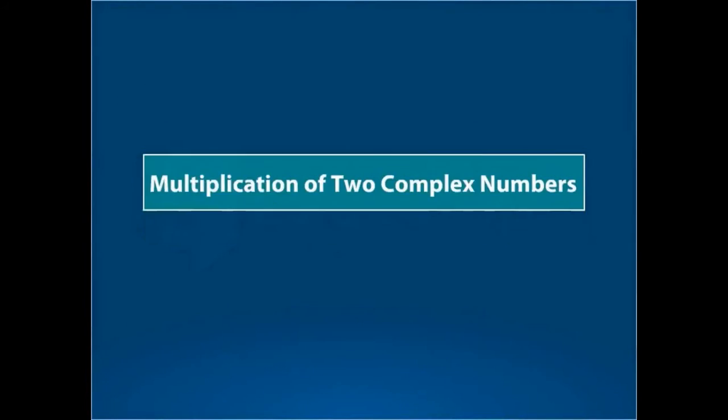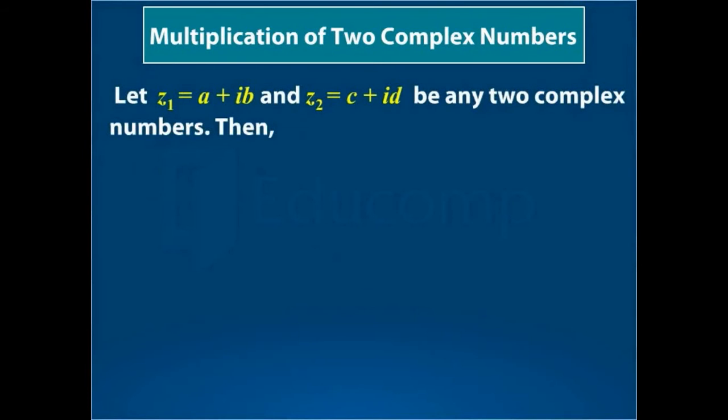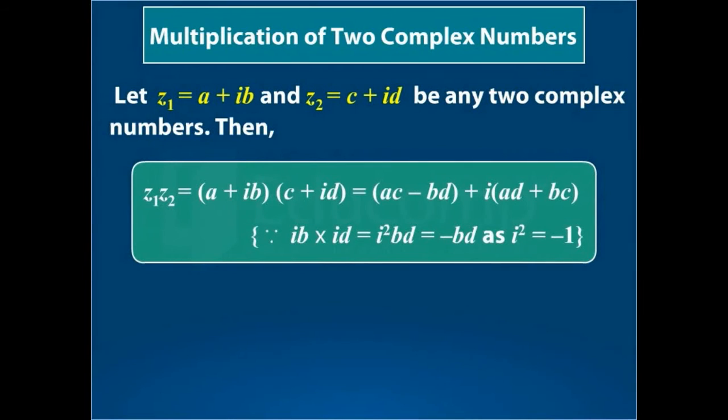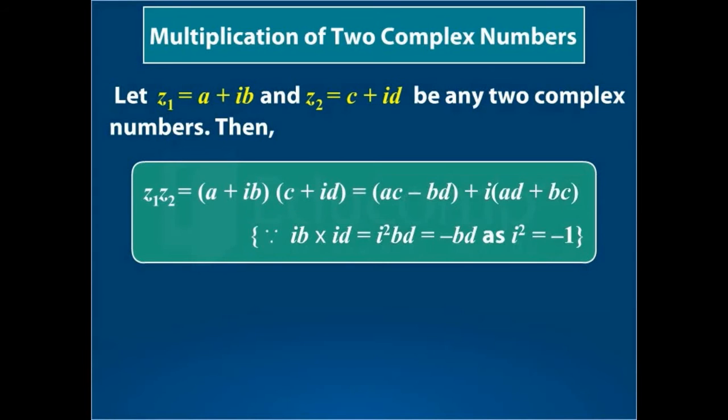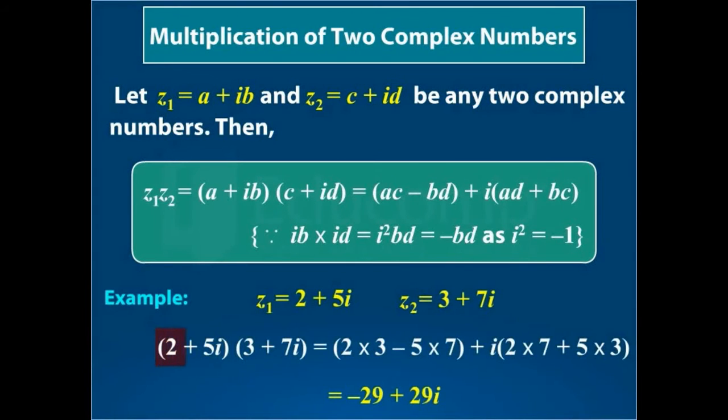Multiplication of two complex numbers. Let z1 and z2 be two complex numbers. Then the product z1 into z2 is defined as ac minus bd plus i, ad plus bc, because ib into id is equal to i square bd, which is equal to minus bd, as i square is equal to minus 1. For example, on multiplying 2 plus 5i and 3 plus 7i, we get minus 29 plus 29i.